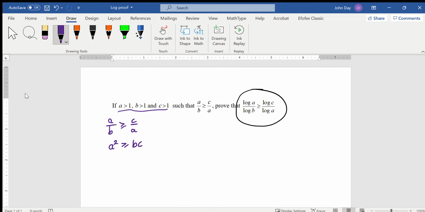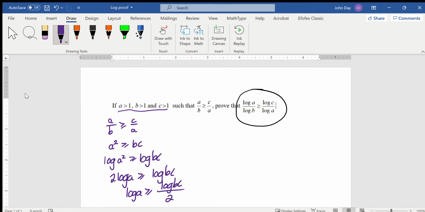That means if we take the log of both sides, log of A squared is bigger than or equal to log of BC, simply because they're positive numbers, the BC and the A squared. So if A squared was bigger than or equal to BC, so is log of A squared. That means we end up with 2 log of A is bigger than or equal to log of BC. And so log of A is bigger than or equal to log of BC all over 2.